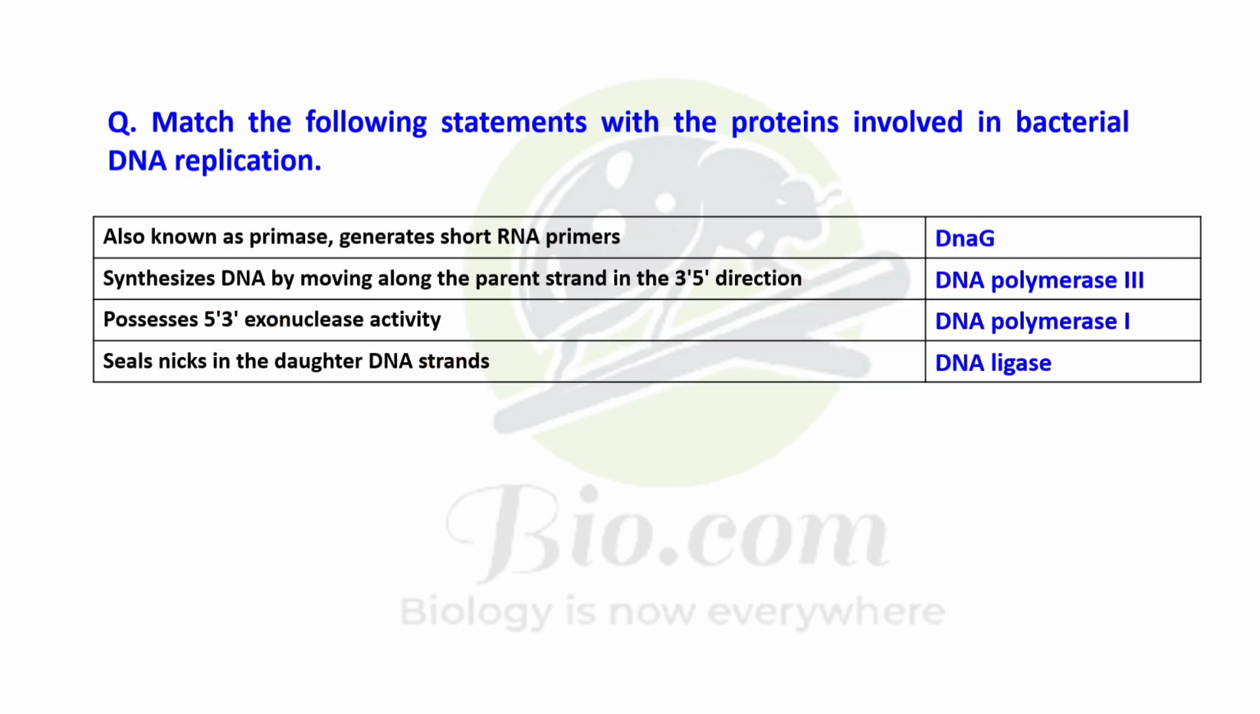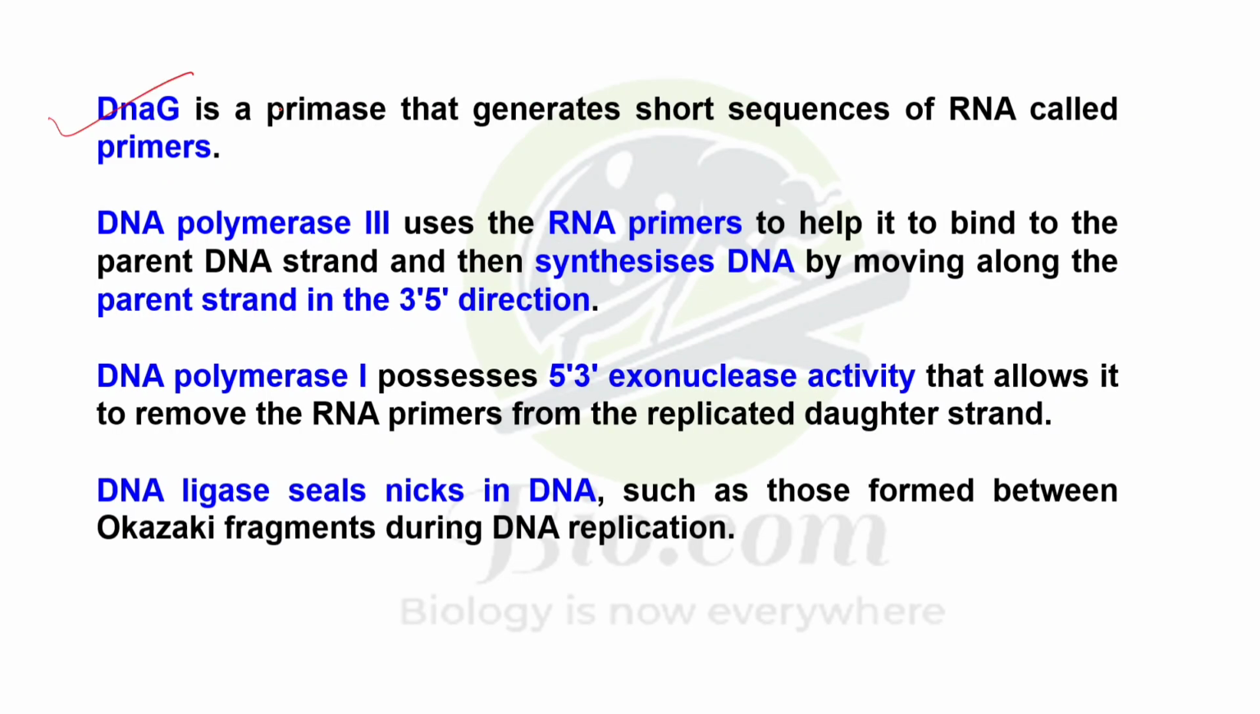So the correct answer for this question is: DNA-G acts as a primer, DNA polymerase 3 acts as a synthesizer of the DNA in the direction 3' to 5', and who possesses the exonuclease activity? DNA polymerase 1 possesses the 5' to 3' exonuclease activity. DNA ligase acts as a molecular glue. It seals the nick in the daughter DNA strand. So this is again an important question which can be asked this time also. So these are the pointers.